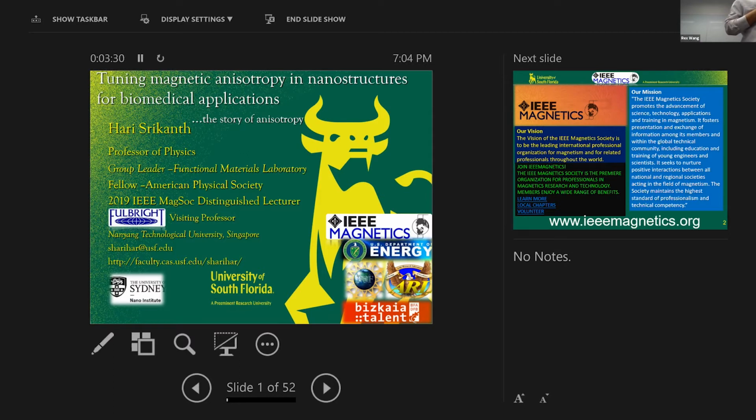He is a professor of physics, and he received his PhD in experimental condensed matter from the Indian Institute of Science. He joined the University of South Florida in 2000, and he's the founding director of the Functional Materials Laboratory. Today he will be talking about tuning magnetic anisotropy in nanostructures for biomedical application, and I'm personally very interested to know about the biomedical side of it. His research spans from magnetic nanoparticles in nanomedicine and radio frequency devices, microwave materials, and complex oxides with competing magnetic phases.